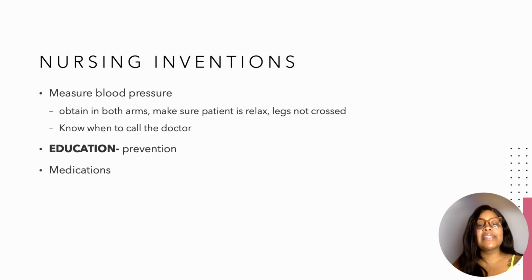And the biggest thing is education. It's prevention, especially if your patient has essential hypertension, meaning there's no real cause behind it. There are a lot of things that they can modify, such as their diet, exercise, smoking, and drinking, that they can get rid of, and that could lower their blood pressure so that they wouldn't even need any medication. So you definitely want to educate your patient on prevention.